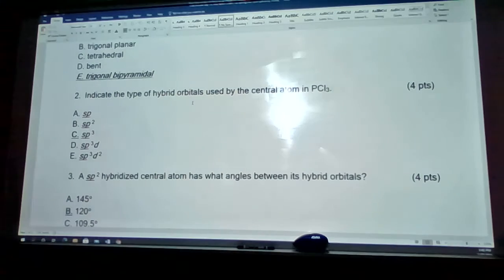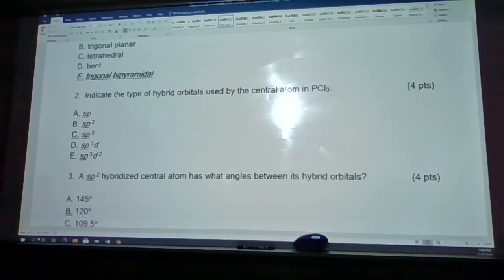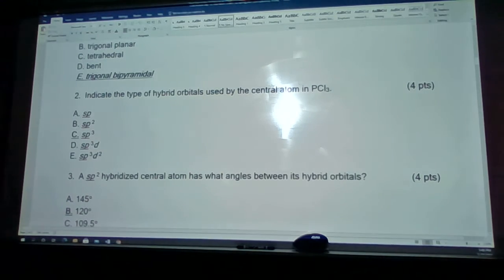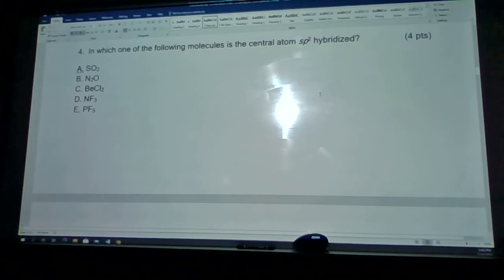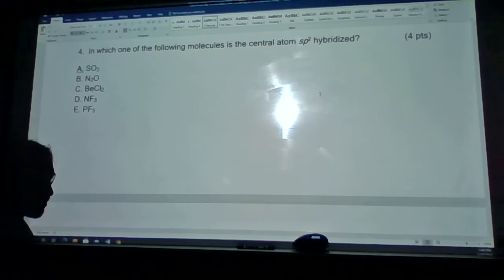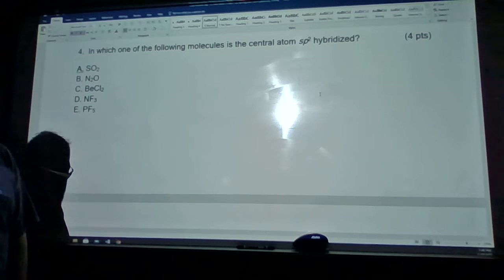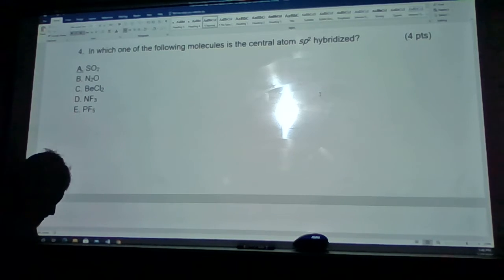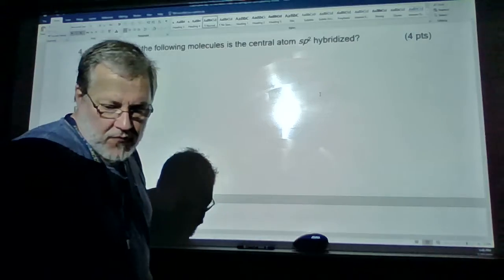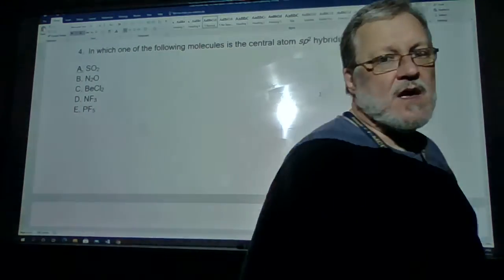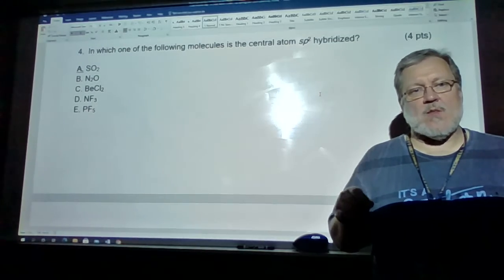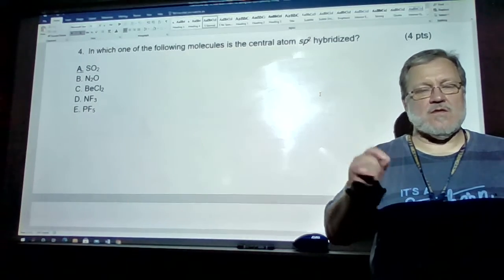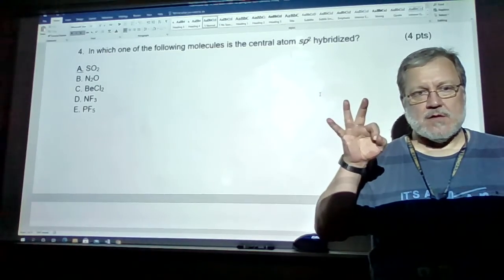First problem I'd like to cover is problem number 4. In which one of these following molecules is the center atom sp2 hybridized? So if you go to your help sheet, it says that the hybridization for the sp2 system has a combination of numbers of things attached to the center atom and lone pairs of electrons of 3.